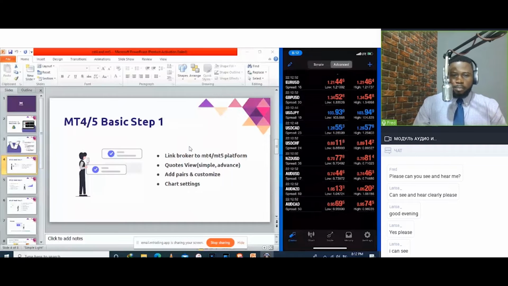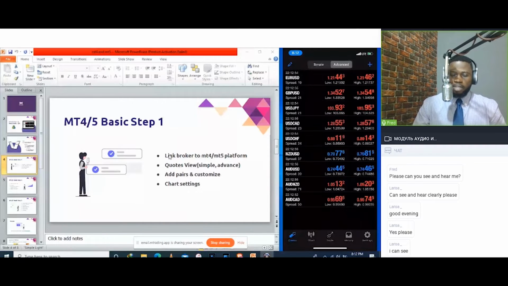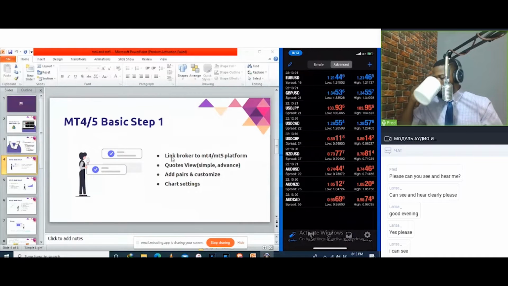So with the first step, when you have the MT4 platform, before you can even start trading on it with a live account, you have to have an account with a broker, right? You have to register with a broker. So whether it's M Trading or any broker you decide to trade with, you have to create an account with them.